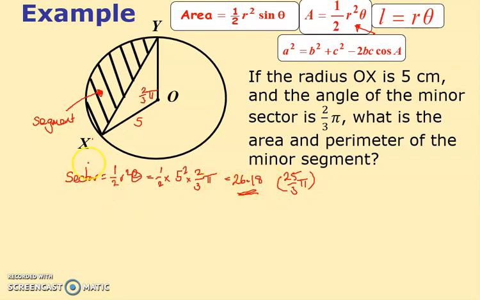Now that's the sector. That's the big thing. That's what I'm colouring in now. But I don't want that. I just want this bit that's been shaded in. So I need to take away the triangle. So the triangle is a half r squared sine theta. This is what we've just been doing. So it's a half times 5 squared times sine theta. And the angle is 2/3 of pi. So very similar. Let's just do it now.